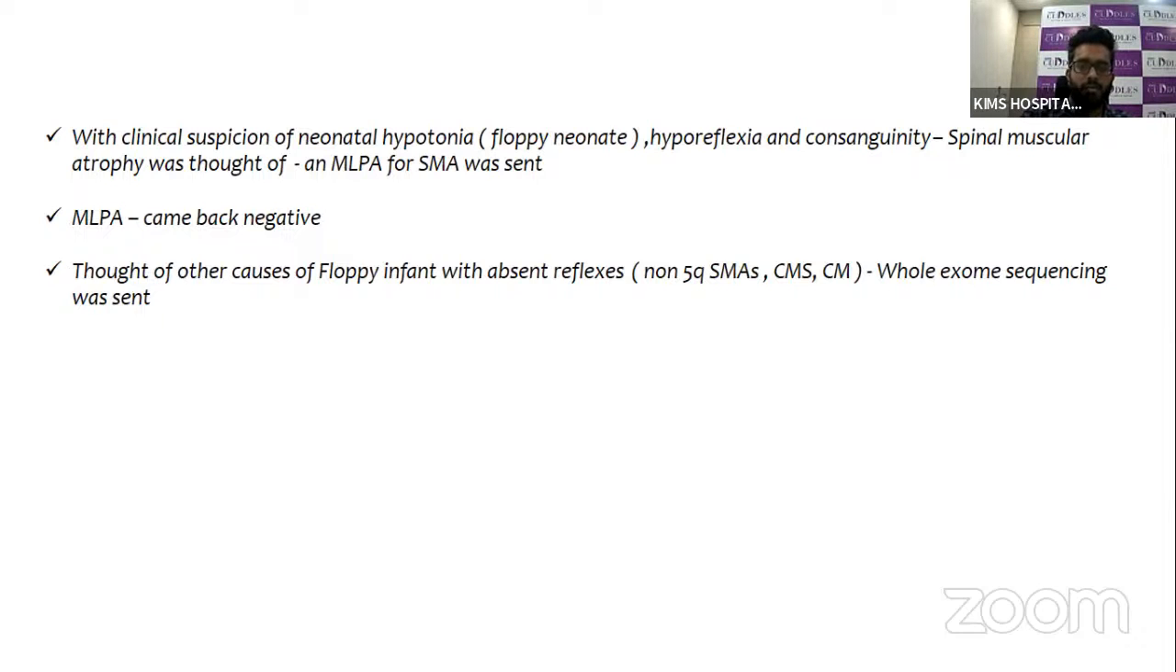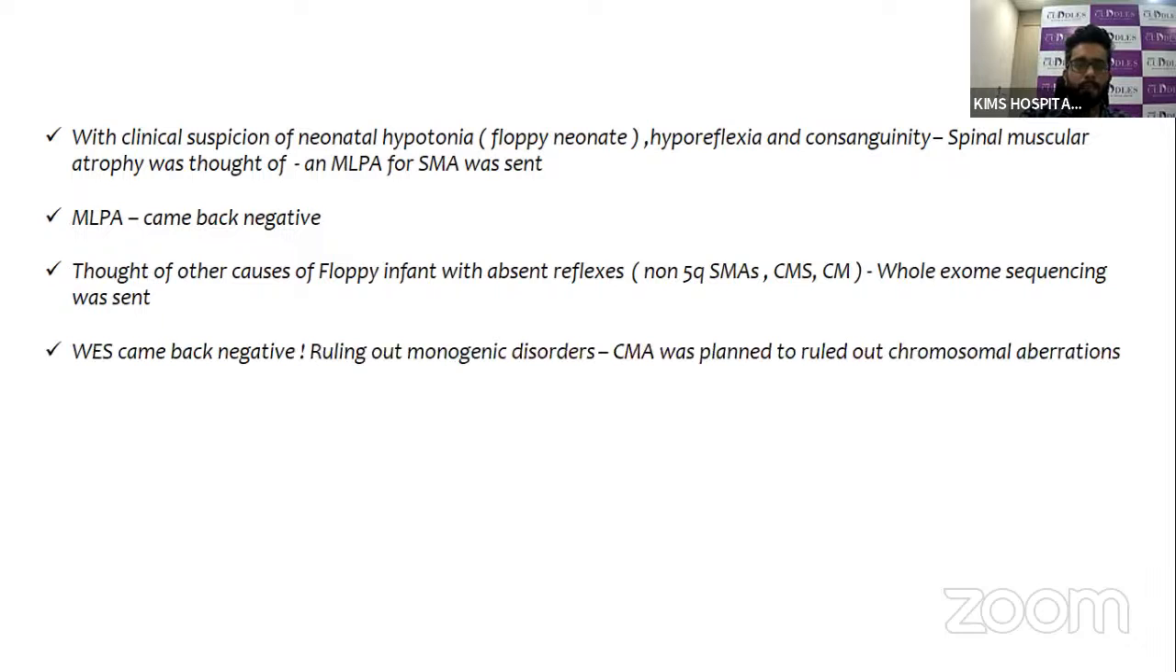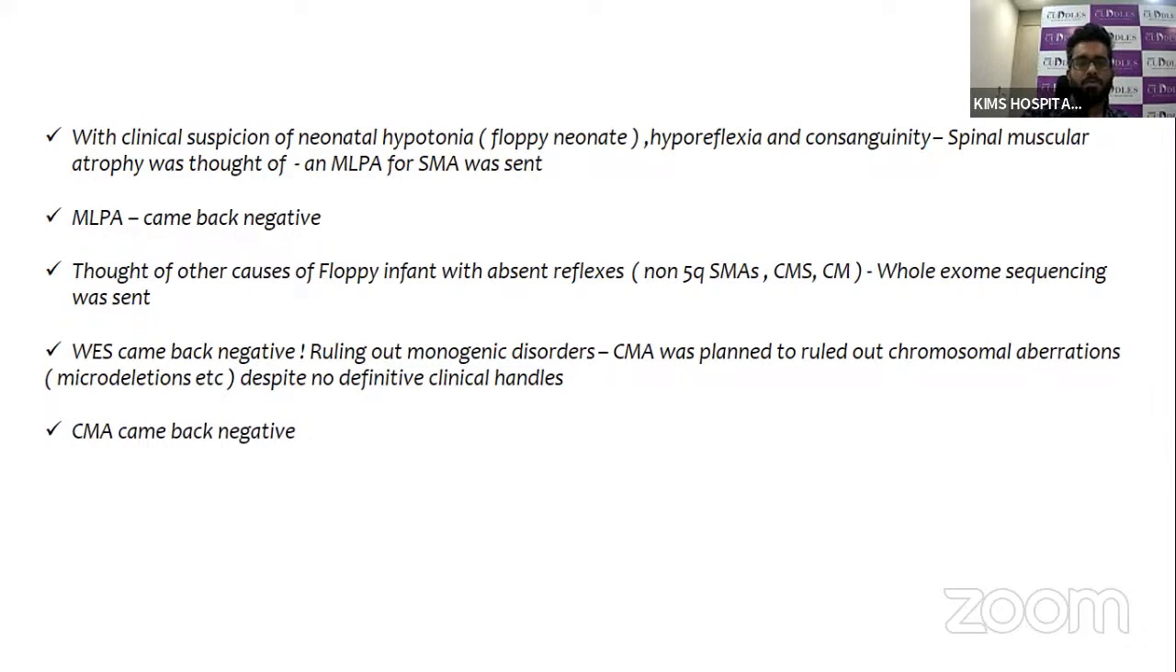And we sent a whole exome sequencing. But whole exome sequencing also came back negative. So that logically rules out all the single gene disorders. Hence CMA was planned to rule out any chromosomal aberrations, to rule out microdeletions. But CMA also came back negative. So even though you have a clinical phenotype which is pretty suggestive of SMA, it's not advised to directly go to genetics. That's when you have to send a lot of ancillary tests, to rule out other etiologies.